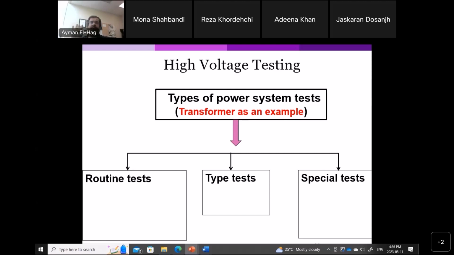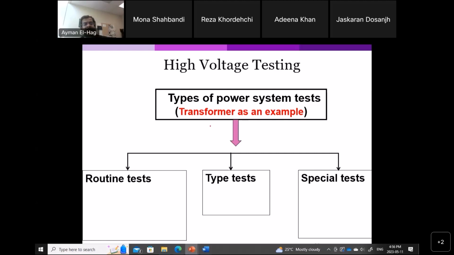You want to show a proof that this design has passed those type tests. Then sometimes, in some assets, we have something called the special tests. Those special tests are not routine, they are not type. This is based on agreement between you and the customer. The customer might ask to do one or more of those tests.